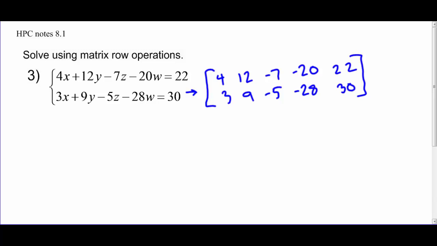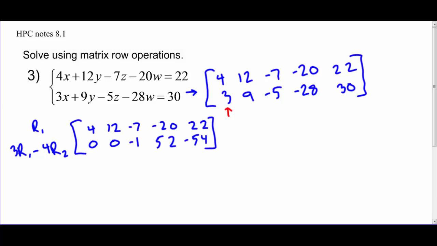First thing I'm going to do, I'm going to kind of stick with the process before. I'm going to get a 0 right there in that bottom left hand corner. So I'm going to leave row 1 alone, and I'm going to change this to be 3 row 1s minus 4 row 2s. So our matrix looks like this. Now this is where it's a little interesting. Honestly, we're done with our work with the matrix on this particular problem.